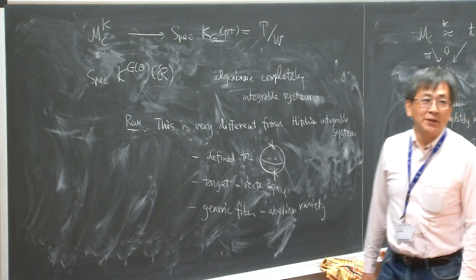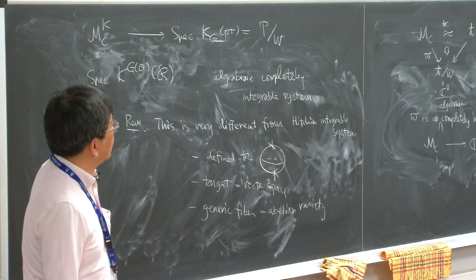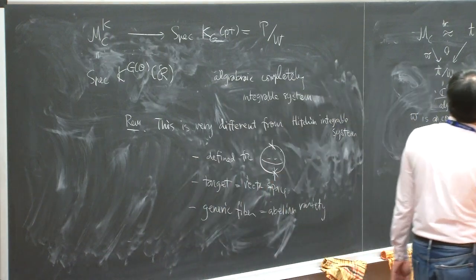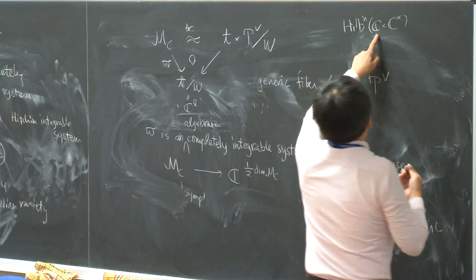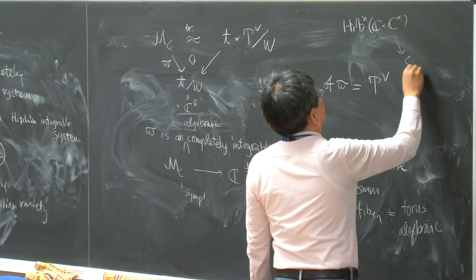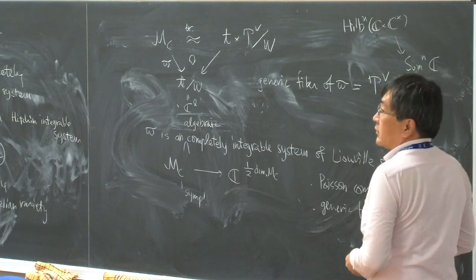What do you mean by similar? On the right, it is also birational to the Hilbert scheme of points times C star. Yeah, that is true. Yes, yes. In this case, the Hilbert scheme of C cross C star, then you just project it to C. That is the integrable system, symmetric powers. So it is similar. Yes, yes.